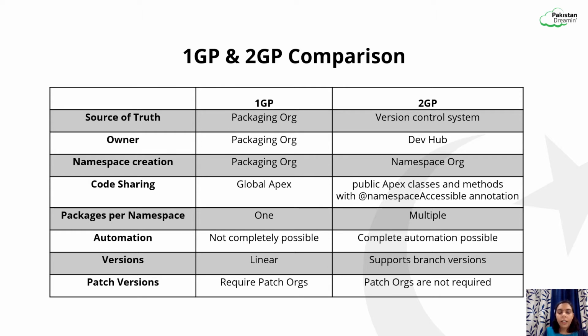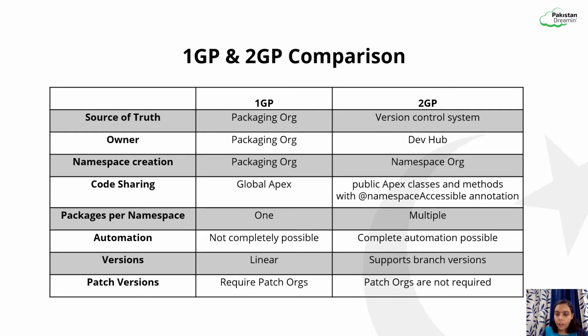Code sharing can be done only with the global Apex class in case of 1GP, whereas public Apex classes and methods with the NamespaceAccessible annotation can be shared across the packages in 2GP. Only one package per namespace is allowed in 1GP, whereas you can create multiple packages with the same namespace in 2GP.